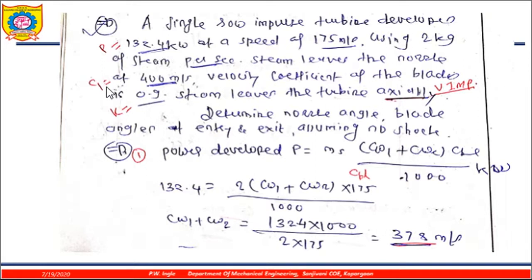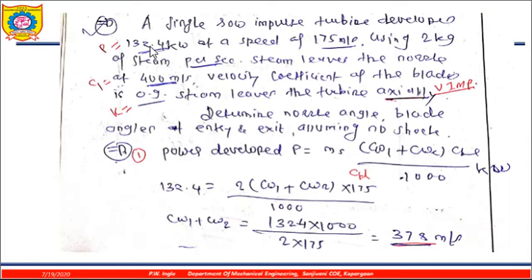The steam leaves the nozzle at 400 meter per second, so C1 is given. Velocity coefficient of blade 0.9, that is K. And steam leaves the turbine axially. This is very important, that is CW2 is 0. So what is given here? Power developed P equal to MS in bracket CW1 plus CW2 into CBL upon 1000. This is given directly.